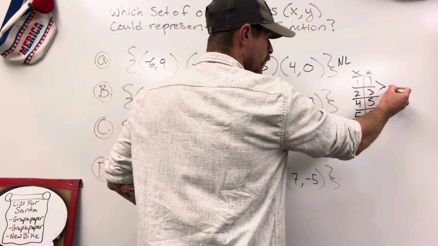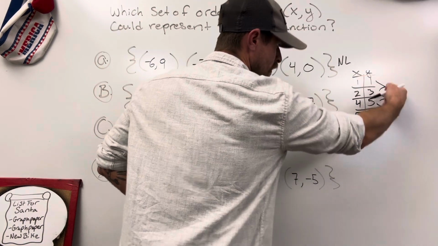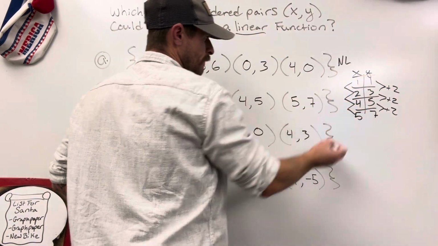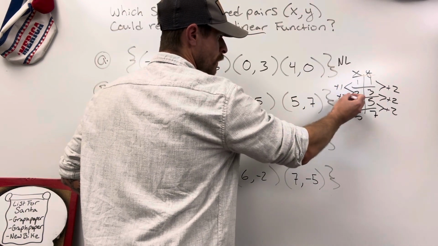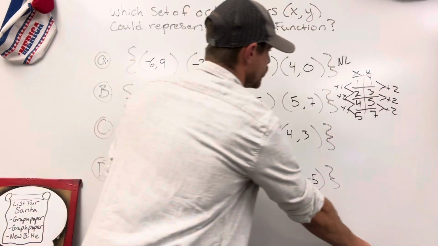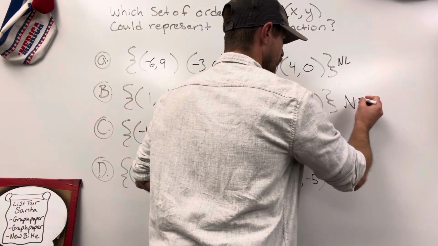So 1 to 3 plus 2, 2 to 5 plus 2, 5 to 7 plus 2. We're consistent on the Y's. But then we go 1 to 2, 2 to 4, 4 to 5. That's up 1, then we go up 2, then we go up 1 again. There's not consistency here. So this one would not be linear. Okay? So we're going to say non-linear here.